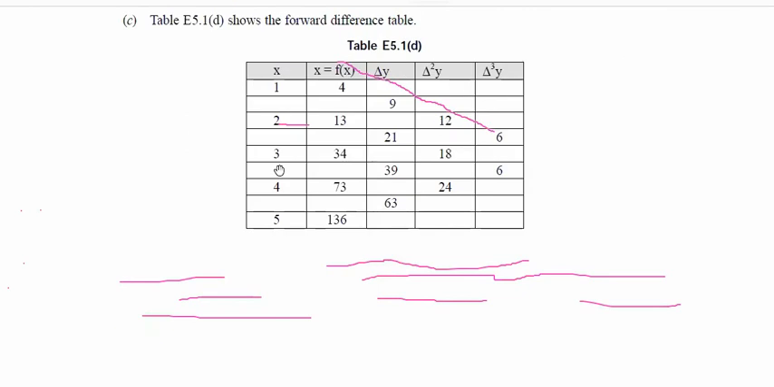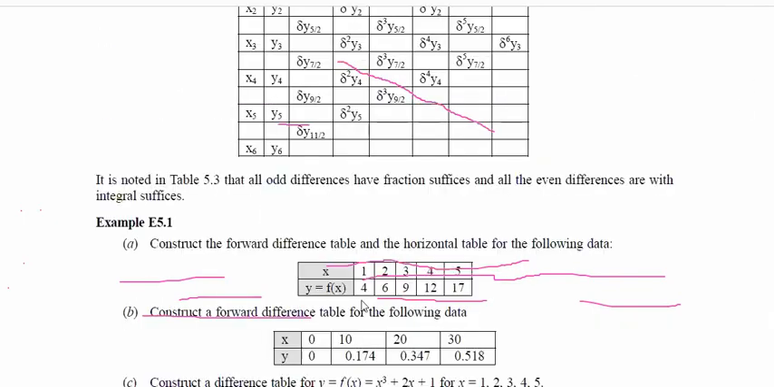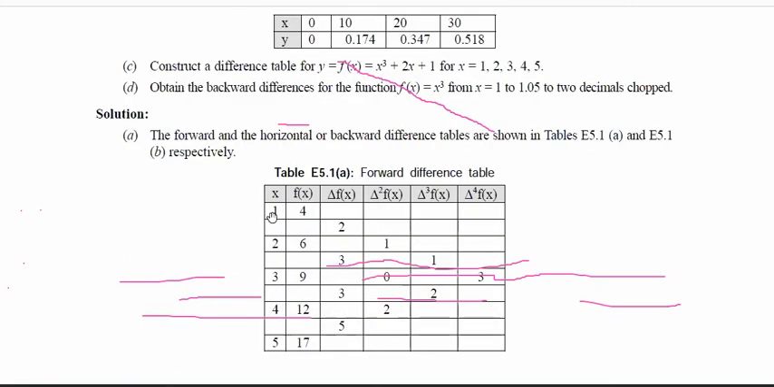The example is here. The x arguments are 1, 2, 3, 4, 5, simple arguments. The function values are 4, 13, 34, 73, and 136. Only the table is given, the function is not given. Forward differences: 1 is 4, 2 leads to 6, 3 is 9, and 4 is 12, and these are the entries. These are the arguments.